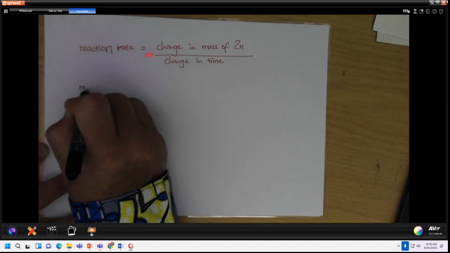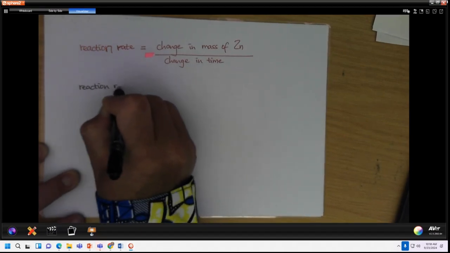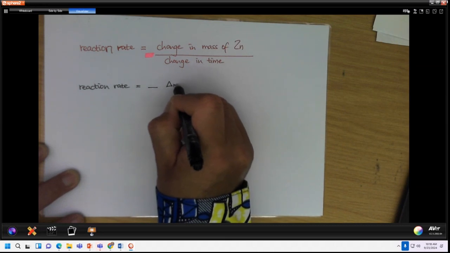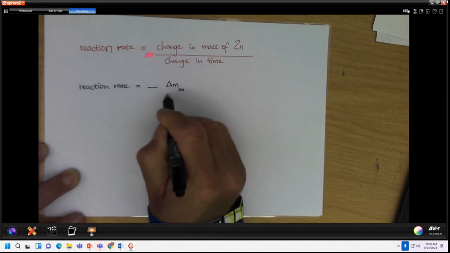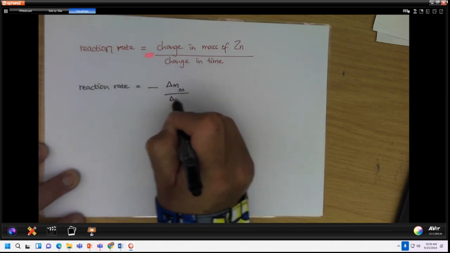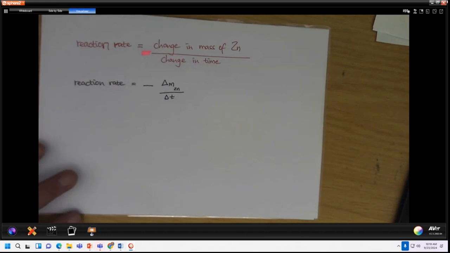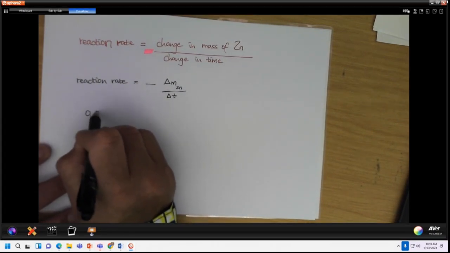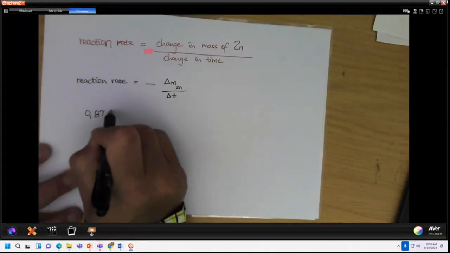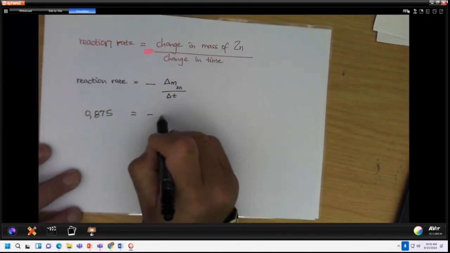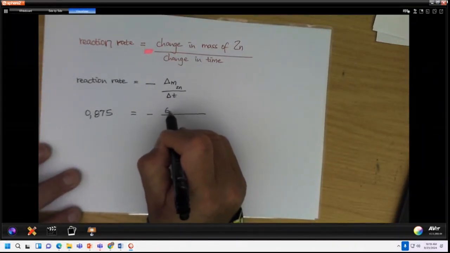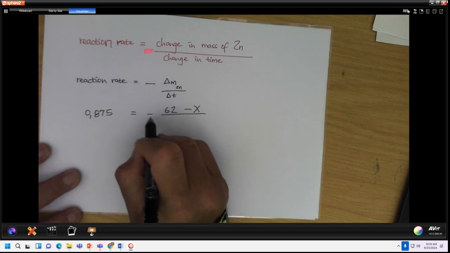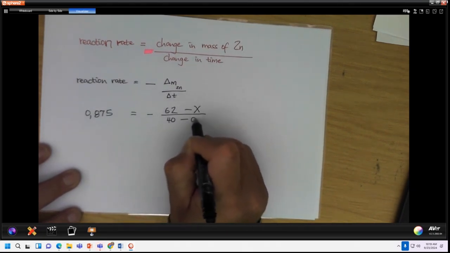So my reaction rate will be equal to negative delta m(Zn), the change in the mass of the zinc, divided by delta t. And our figures remain the same. We were given 0.875. That's equal to negative, and there we have our 62 minus our X, that's what we're looking for. That's the reactant, you see? That's why this had to be negative. And there we had 40 minus zero.